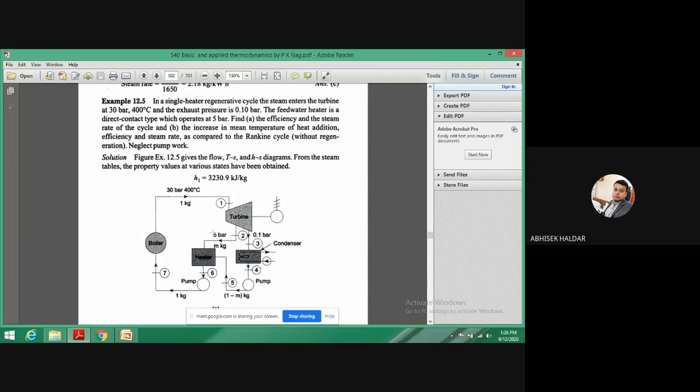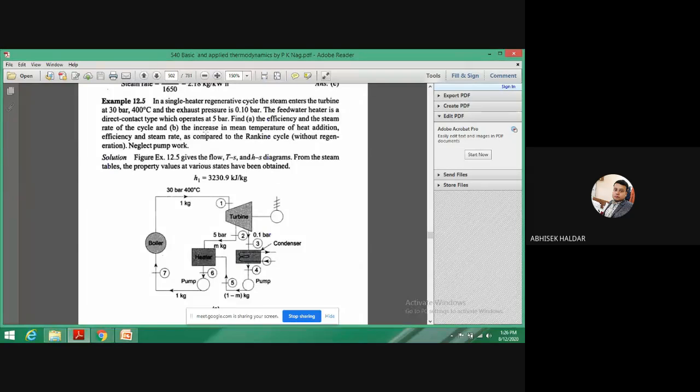Whenever the pressure is at 5 bar, I am taking some amount of steam, say m kg, and I'm considering 1 kg running through the cycle, so that I can find the value of m. Everything will be per kg, because each and every property I am writing in specific manner, specific enthalpy, specific entropy. The feed water heater is the direct contact type which operates at 5 bar. Find the efficiency and the steam rate of the cycle.